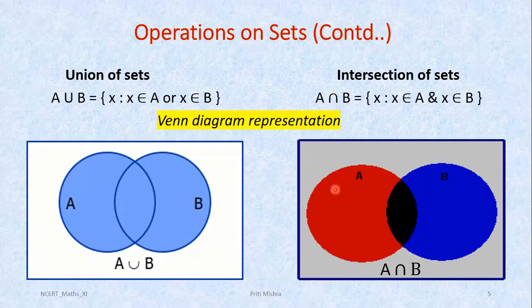And this red portion is showing us A minus B, means all the elements which are a part of A but not a part of set B. And here this blue portion is showing all the elements which are part of B but not a part of A. So with the help of these three different colors, I am able to show three different sets. So this is a Venn diagram for A intersection B.